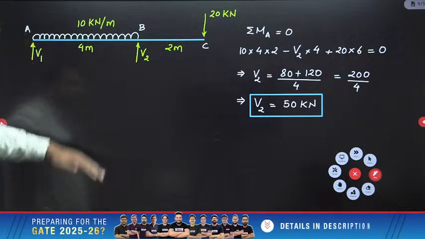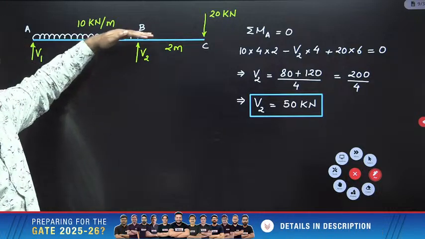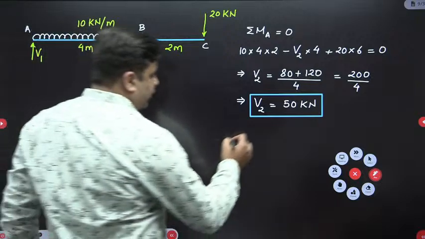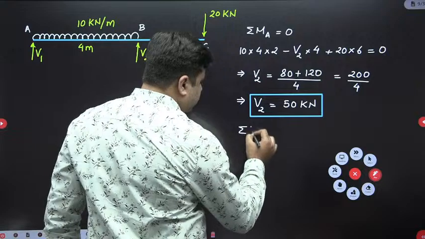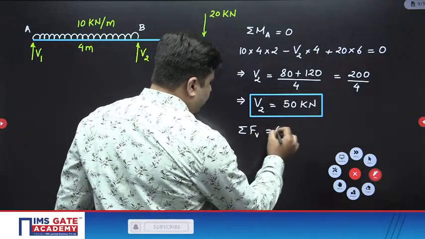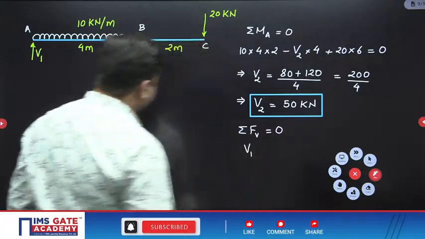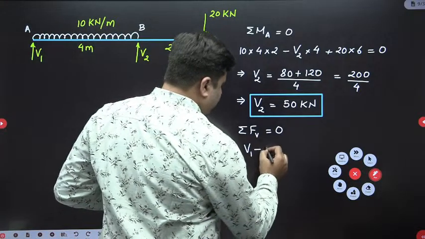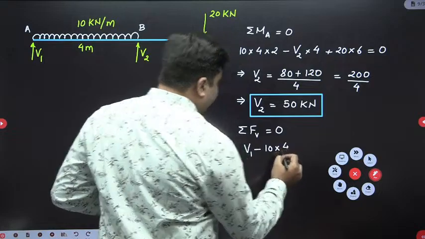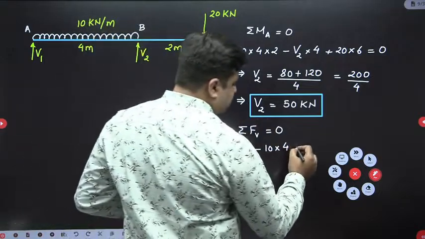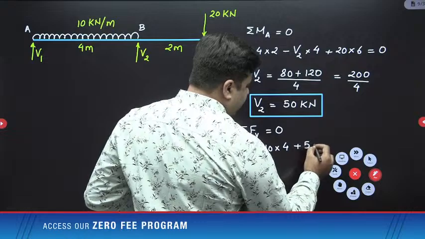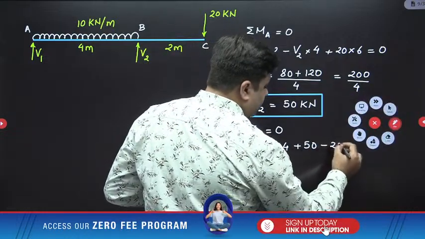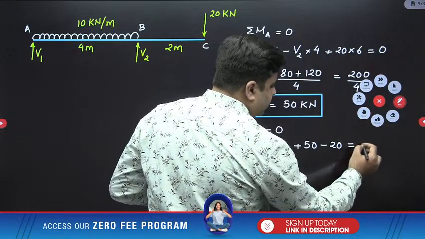If V2 is 50, then you have to simply take summation of vertical forces equal to 0 to get the value of V1. So when you write down summation of vertical forces equal to 0, you have V1 acting upwards, then this UDL acting downward, value will be 10 into 4. So minus 10 into 4. And then you have V2 acting upwards. So V2 is plus 50. And then this 20 kilonewton load is acting downwards. So minus 20.